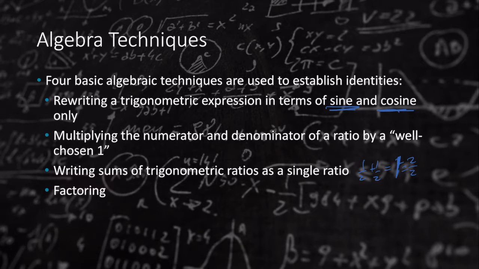Okay, also we could factor, right? Remember how we factor quadratics? We find the factors of AC that add up to B. We can also factor out the greatest common factor. That's going to be pretty handy in these cases.